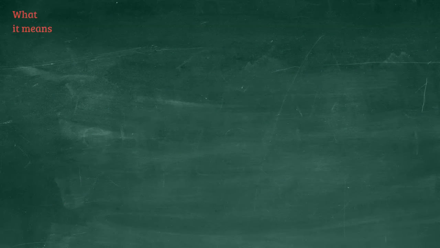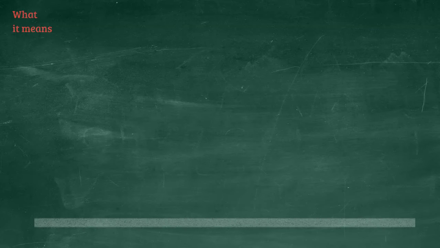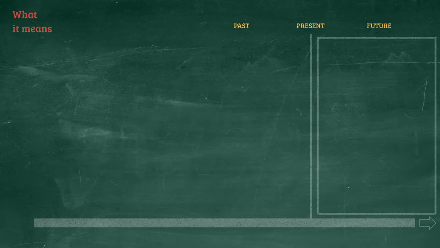Now, let's see what all this means. Let's imagine this line represents time. Here is the present, here is the past, and here is the future. When we use either will or going to in a sentence, we are basically talking about a period of time that will happen anytime in this box. It doesn't matter if it's going to happen 2 minutes from now or 2 years from now.